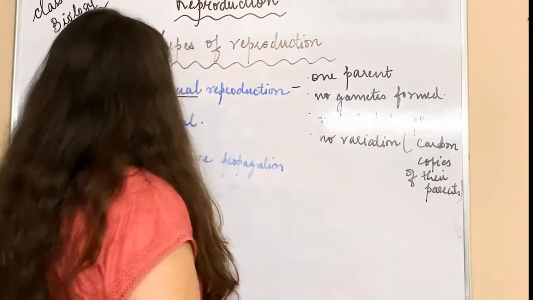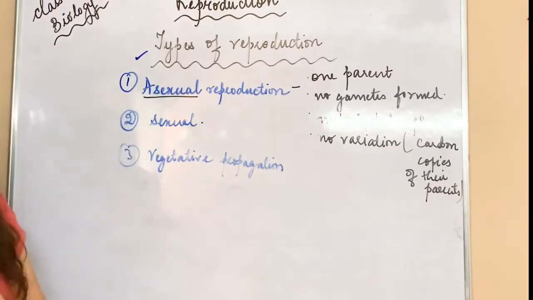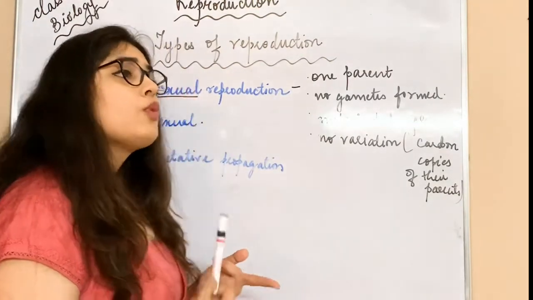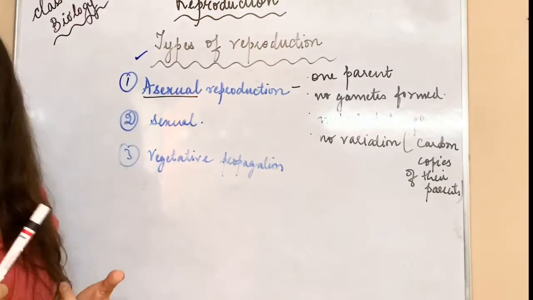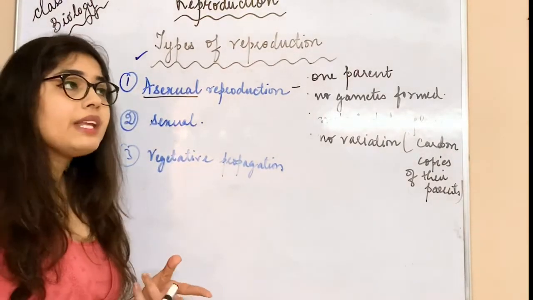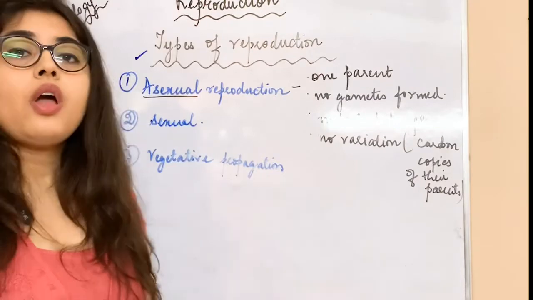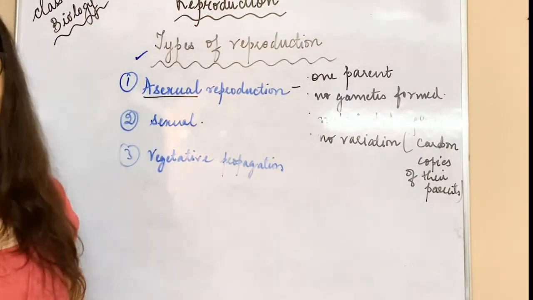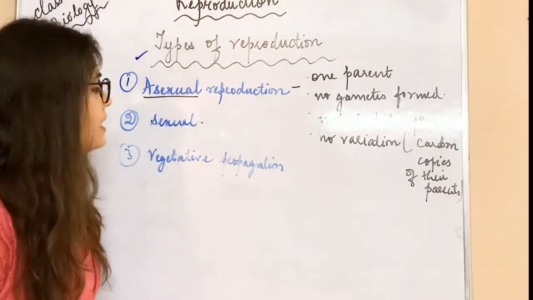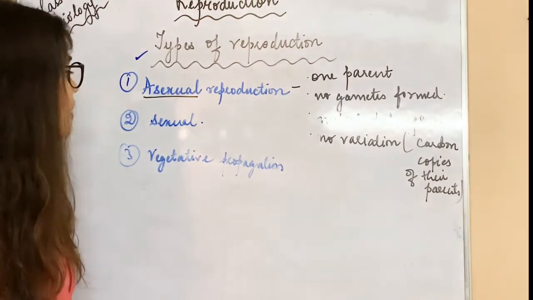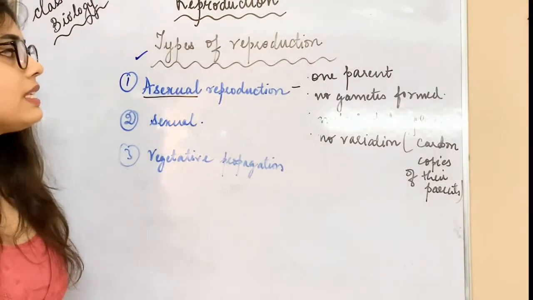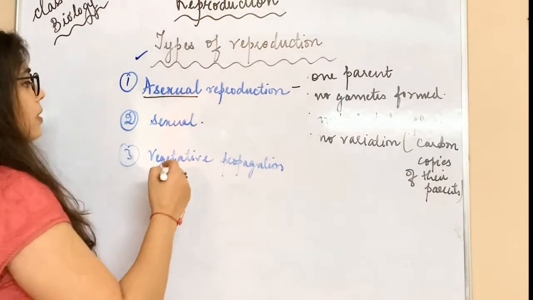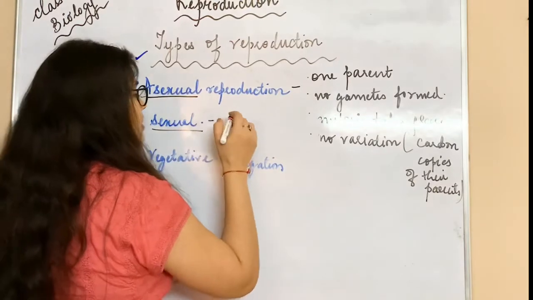Asexual reproduction is also of a variety of types. It can be budding, sporulation, fragmentation, regeneration, binary fission, multiple fission. All these come in the category of asexual reproduction. We will study them in detail, but right now we will just talk about the difference between them. Now if I talk about sexual reproduction, what happens in this?